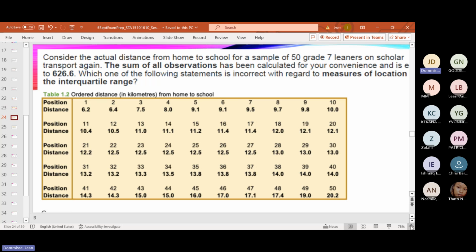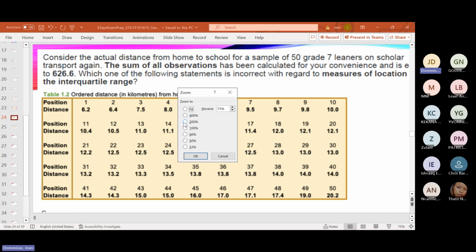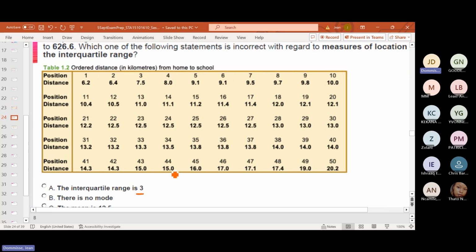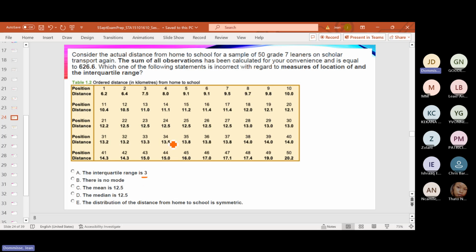So again, I will check with the lecturer how that will pan out. You don't want to go back and say, okay, for the interquartile range I need Q3 minus Q1, and now you don't remember what it was, and then you might guess. But we know it was position 38 and position 13, so 14 minus 11 was 3.